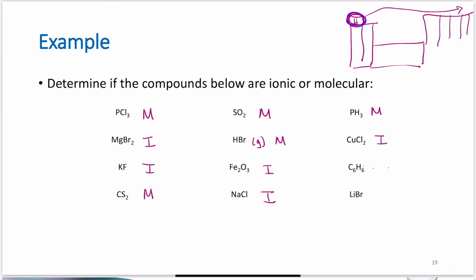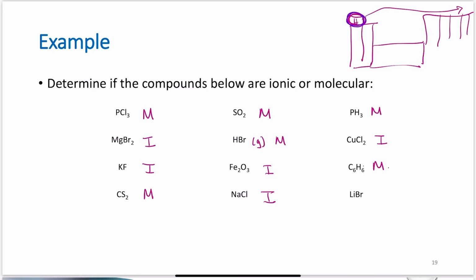C6H6. C6H6 is known as benzene. It's a carcinogen. You'll hear about it in different compounds. People warn you like, oh, don't use benzene. We don't use it in organic lab anymore either. But C6H6 is carbon and hydrogen containing. Carbon, nonmetal, hydrogen, nonmetal.